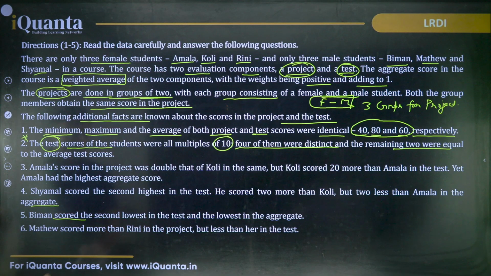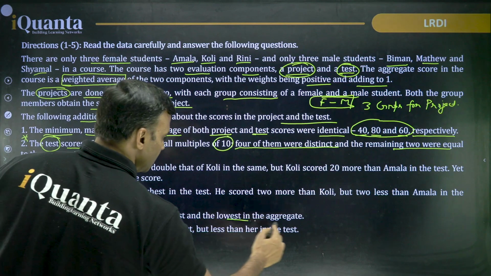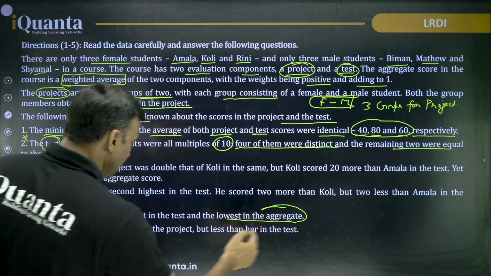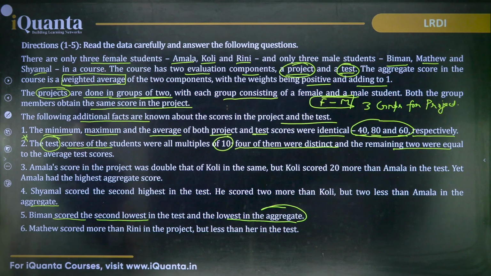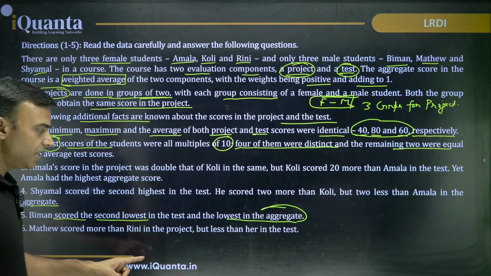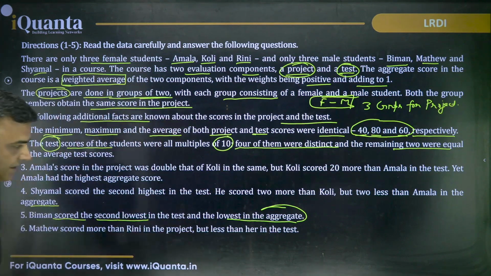Biman scored the second lowest in the test and the lowest in the aggregate. So this is not directly useful. This is clearly directly useful. Matthew scored more than Rini in the project, but less than her in the test. All right. So let's create our table. So we have pretty clear information that we have.